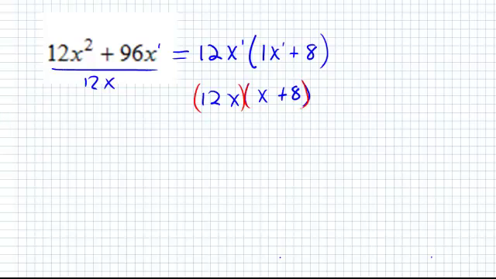What two things do I have? I have two factors. I have 12x and I have x plus 8. Those are my two factors. It's in factored form.